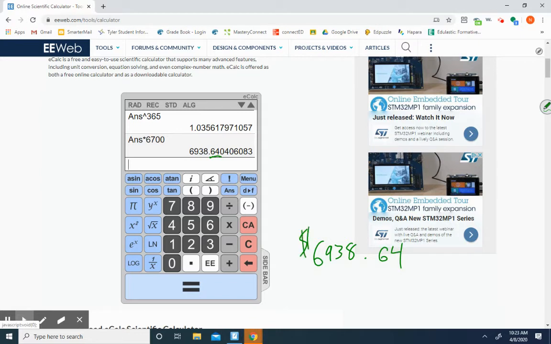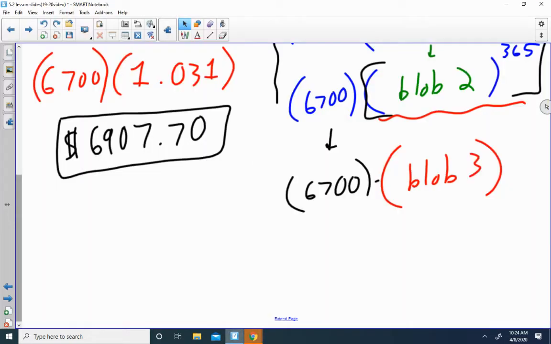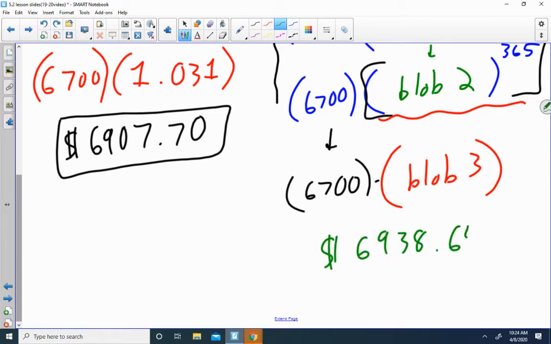Because, I mean, we're dealing with money. We have to round to 2 decimal places. All right, so let's write that down. That account 2 makes $6,938.64.